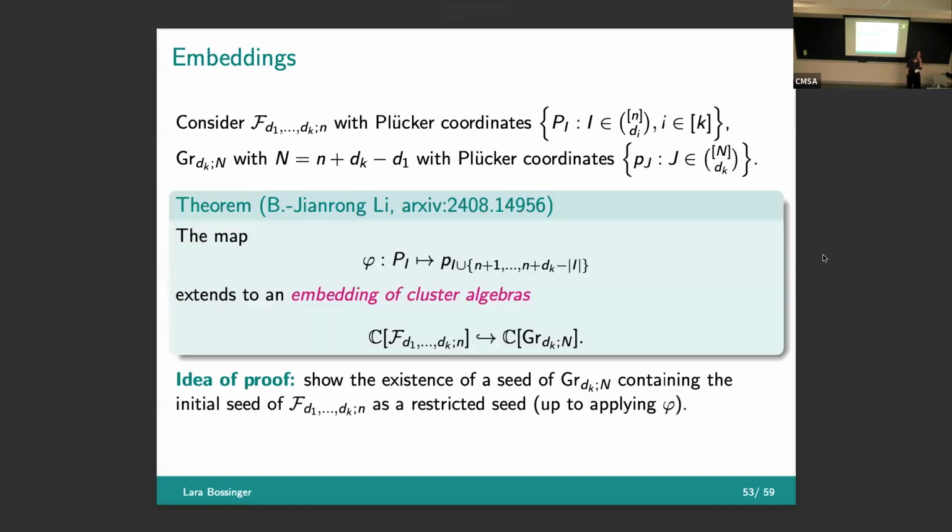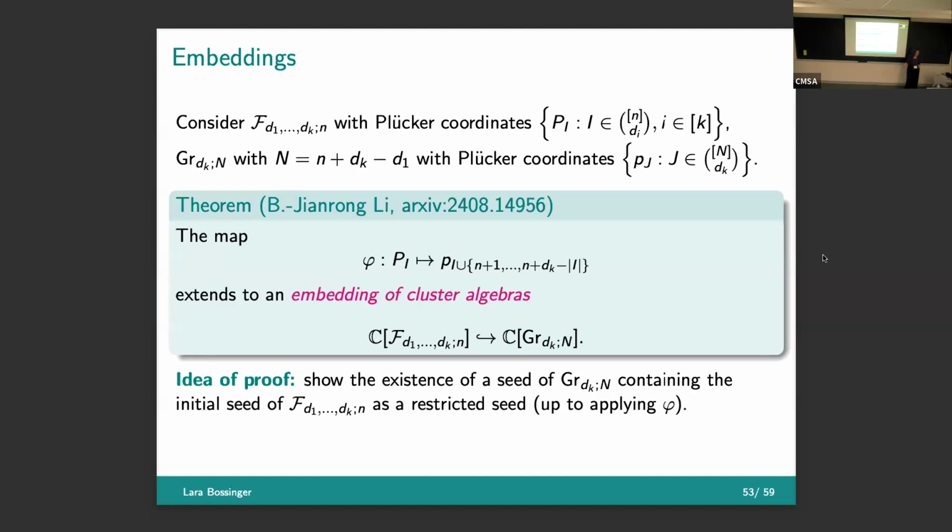So here's a map that I can define on the Plucker coordinates very naively. If I have a Plucker coordinate in the flag that is not of size dk, I can just fill it up to be of size dk by adding the indices n plus 1 until n plus dk minus the cardinality I already had. This defines an embedding of these algebras. You can check that the Plucker relations hold here, and the kernel is 0. But the surprising thing here is that it's also an embedding of cluster algebras.